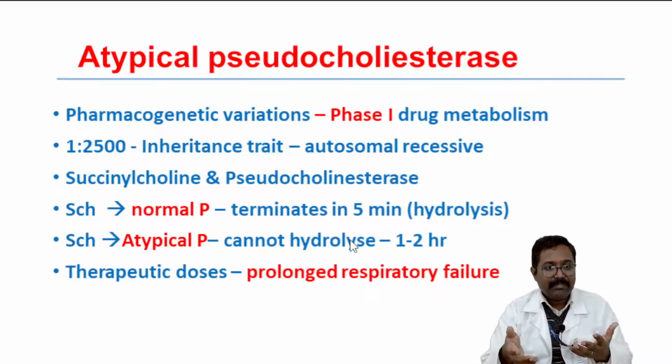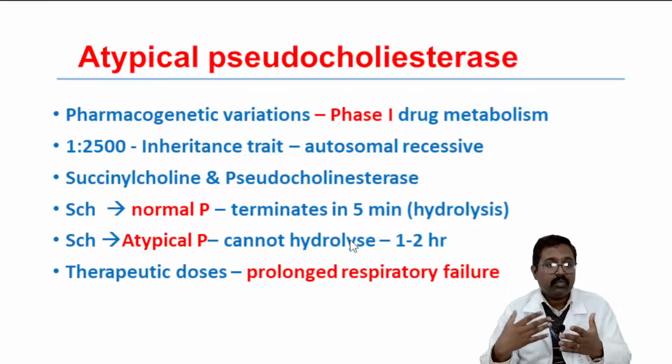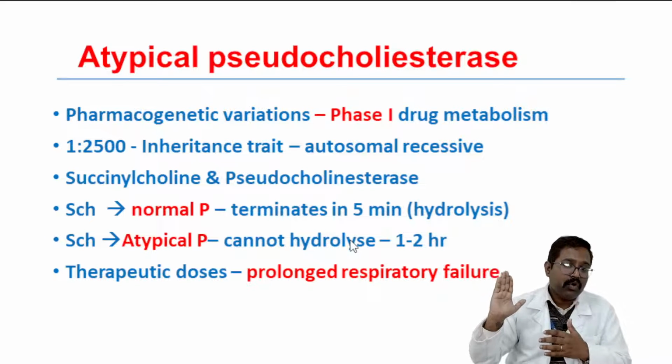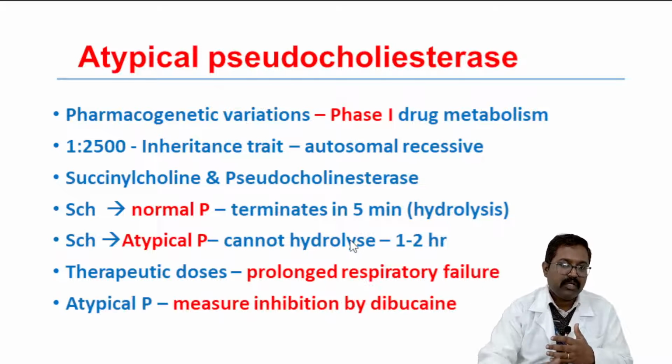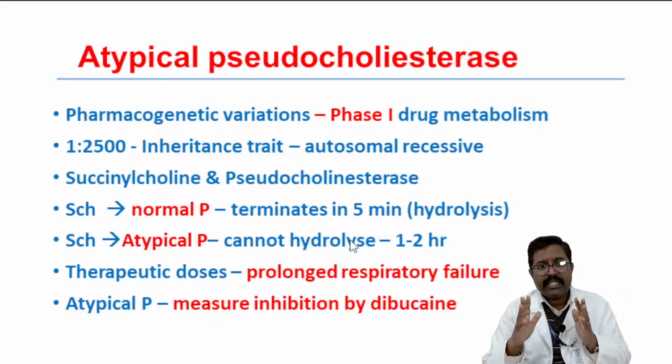So in case of atypical pseudocholinesterases, succinylcholine will not be hydrolyzed. It may take 1 to 2 hours. So at the same therapeutic dose, an individual having atypical pseudocholinesterases is going to experience prolonged respiratory failure. So how can we measure the atypical pseudocholinesterase level?